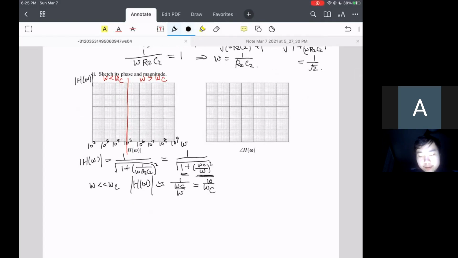Okay, as we explained earlier, as omega gets multiplied by 10, we see that the magnitude of the transfer function gets multiplied by 10. And so since we're on a log scale, we know that this is going to approximate to a straight line. Okay. On the other hand, if omega is way larger than omega c, then the magnitude of the transfer function, we know this term is going to tend to 0. And so this is going to be approximately just 1. Okay. So we're just going to draw out the magnitude plot.